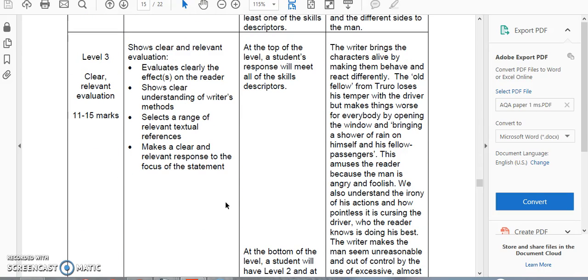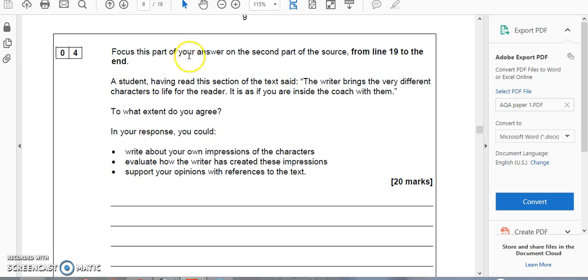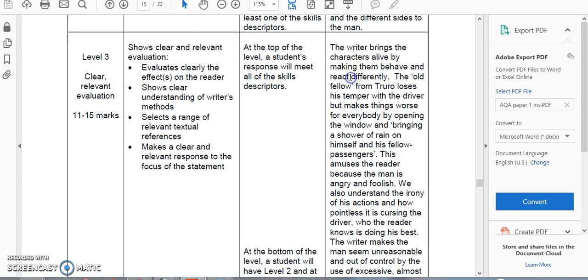Level 3, so we're getting to the higher marks here, so evaluating clearly the effects on the reader. Clear understanding of the writer's methods and a range of textual references, and a clear and relevant response to a focus on the statement. So again, that clear and relevant response. They say straight away, writer brings characters alive by making them behave and react differently. So instantly you've got an appropriate response to the question, which was, of course, the writer brings very different characters to life for the reader. They've reacted straight away to that statement, and they've explained how the writer does this by making them behave and react differently.